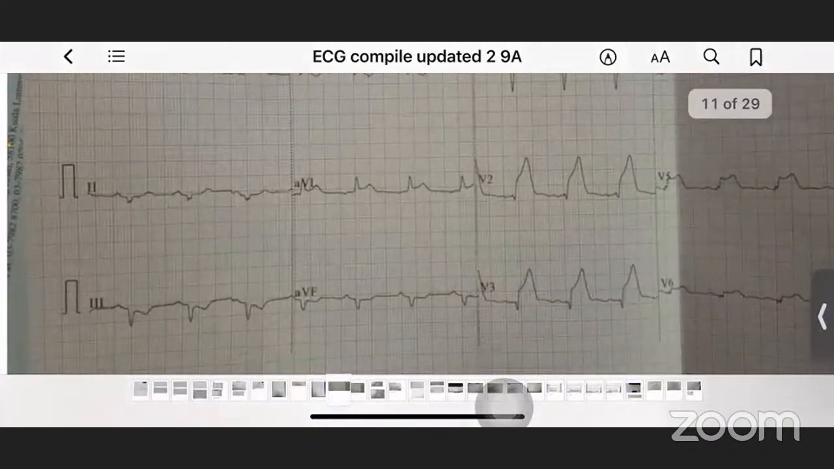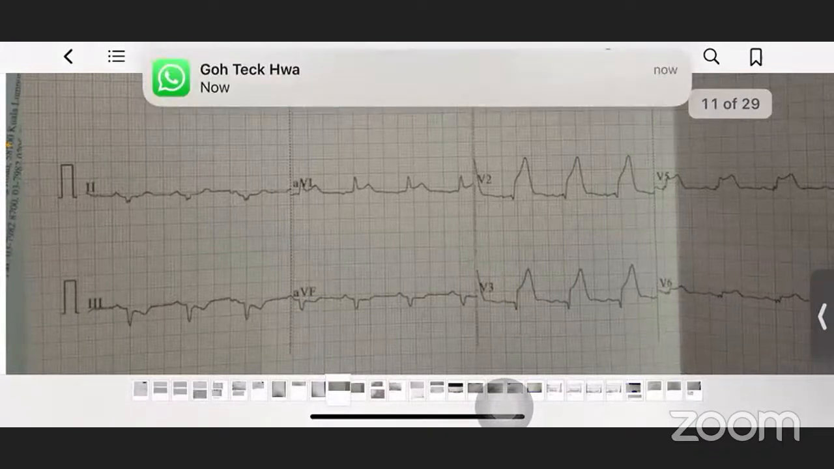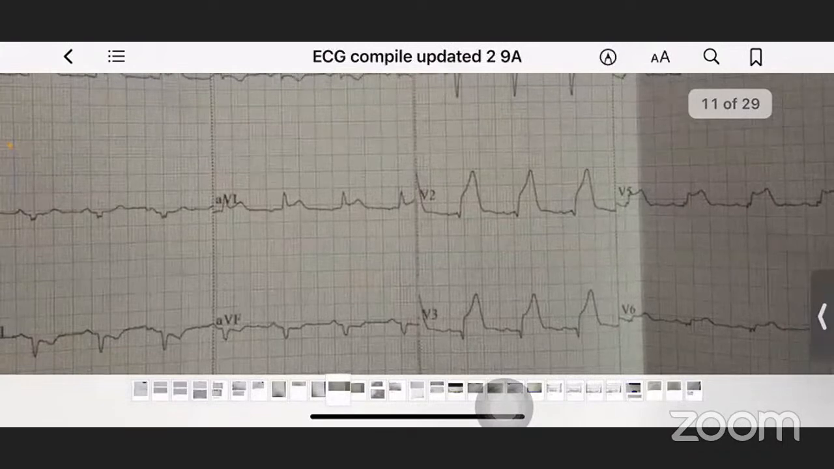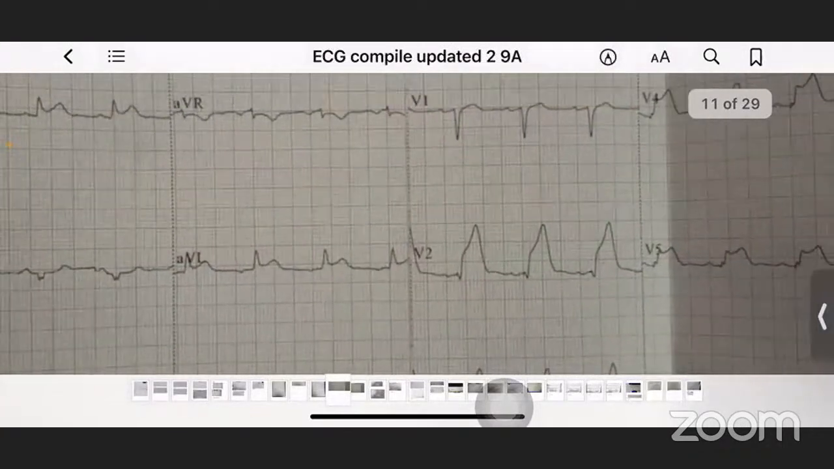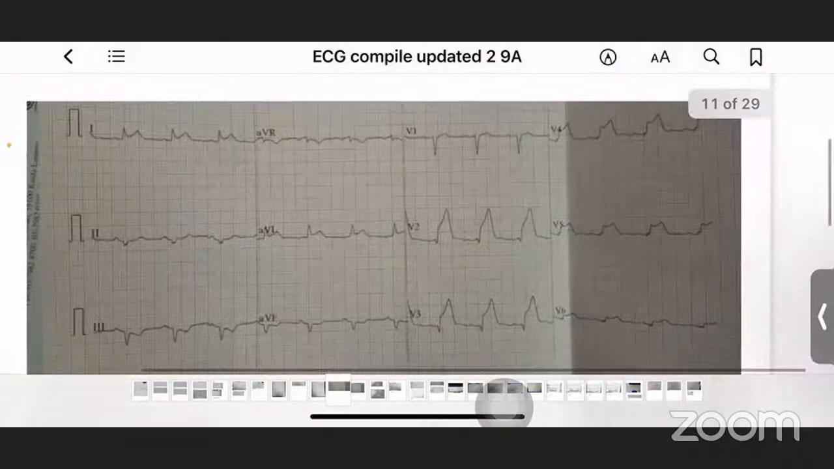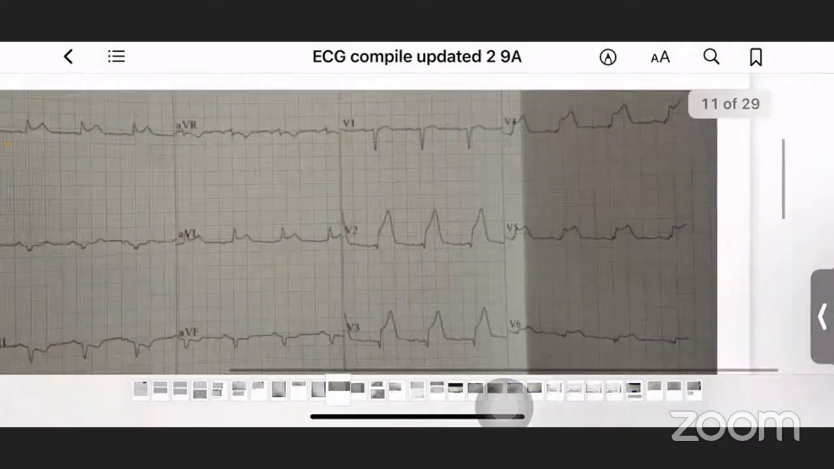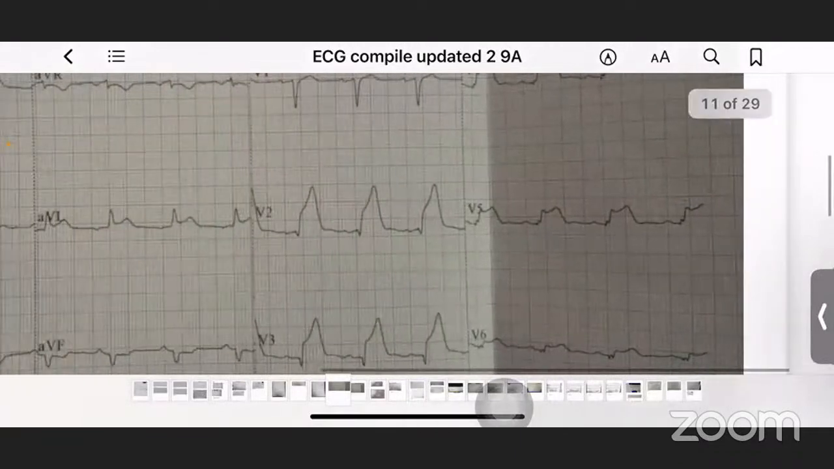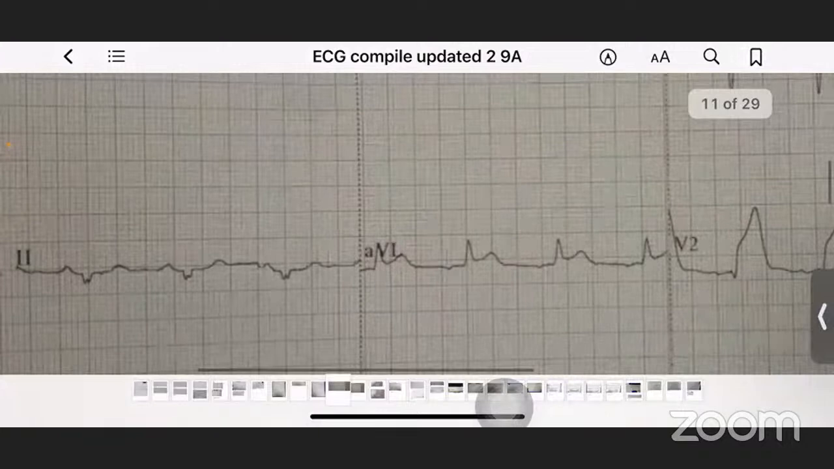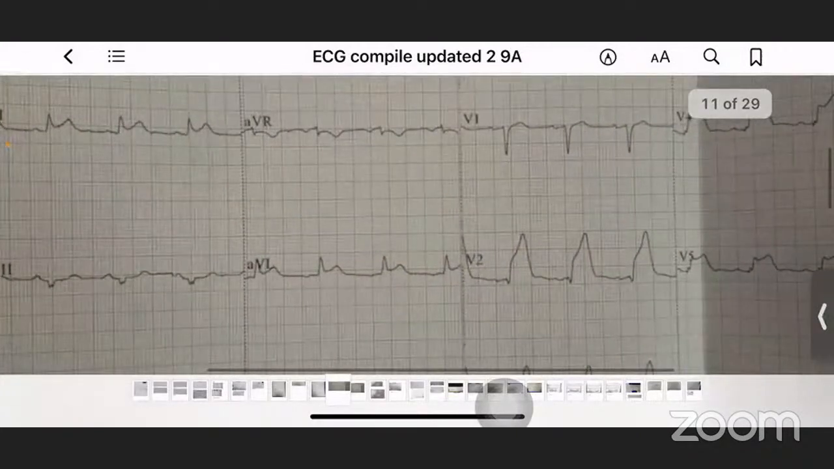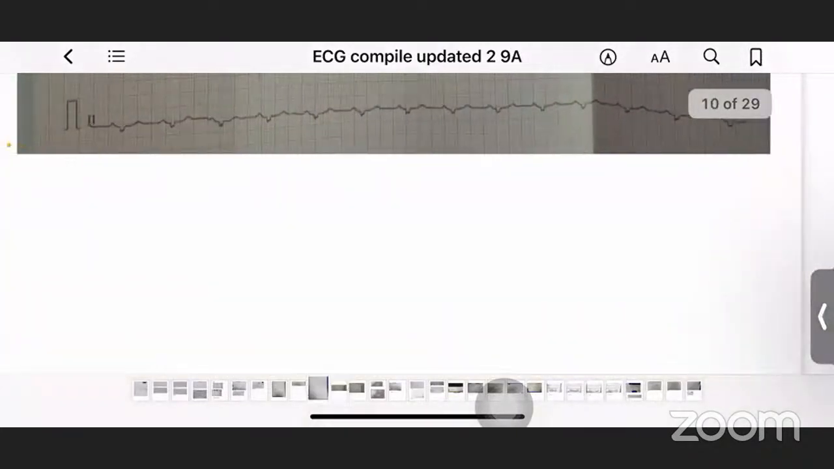Basically, tonight you can familiarize yourself with the ECG. I'll show you 2 more, then we call it a day, okay? This is also ST elevation. V2, V3 very marked, and then V4, V5, V6. And then poor R wave progression. AVL also, lead 1 also. So these are anterior, extensive anterior. This is also extensive anterior.